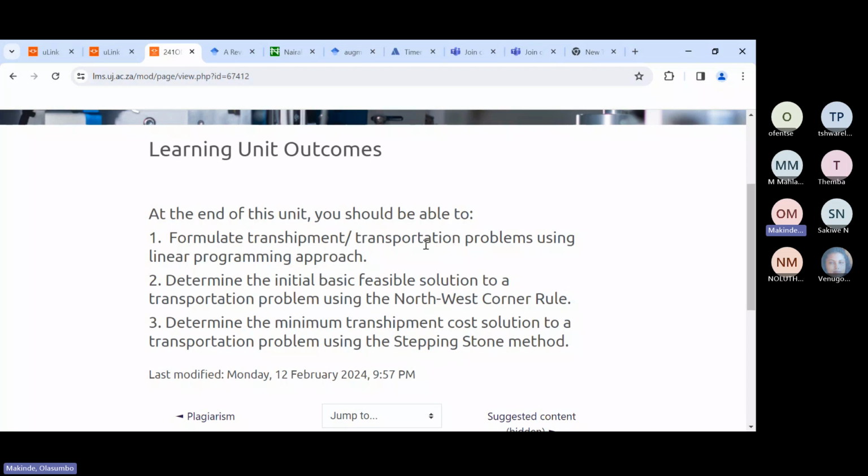So the learning outcomes are here. What are we supposed to learn at the end of this transportation problem, which is the first module we are about to start today? Just to warm up, then from next week, we move at the right pace.